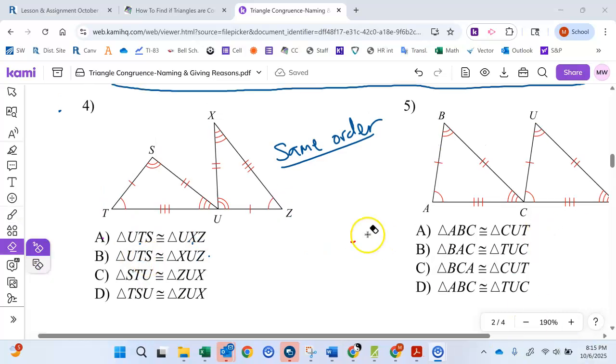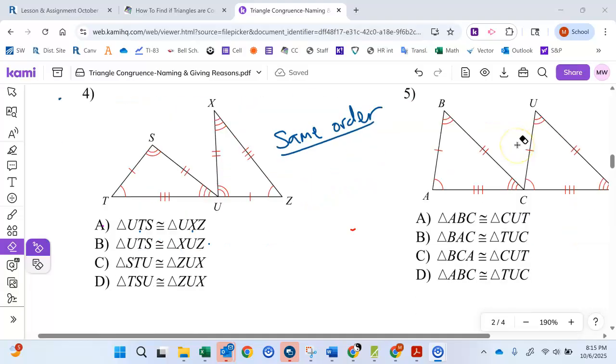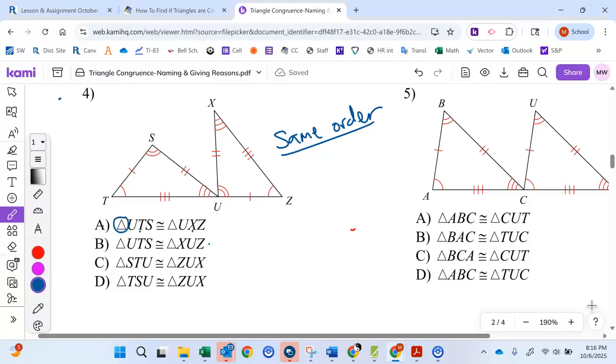I wrote down something important about this, but again, we're going to write a statement that indicates that triangles are congruent. Okay, here it's talking about the angles. So is angle UTS congruent to UXZ? Well, let's see. UTS, the middle letter is where the angle is. So U starts here, T in the middle, S. That means this would be the angle there.